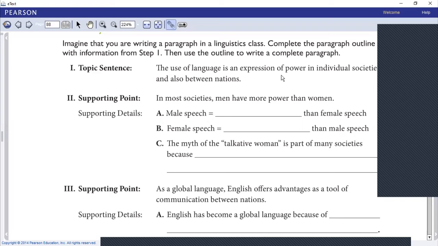The use of language is an expression of power in individual societies and also between nations. Now, the first main point, so this is the topic sentence, main point one: in most societies, men have more power than women. Now, here are our details. Samuel, can you tell me what the first detail is? Male speech is?